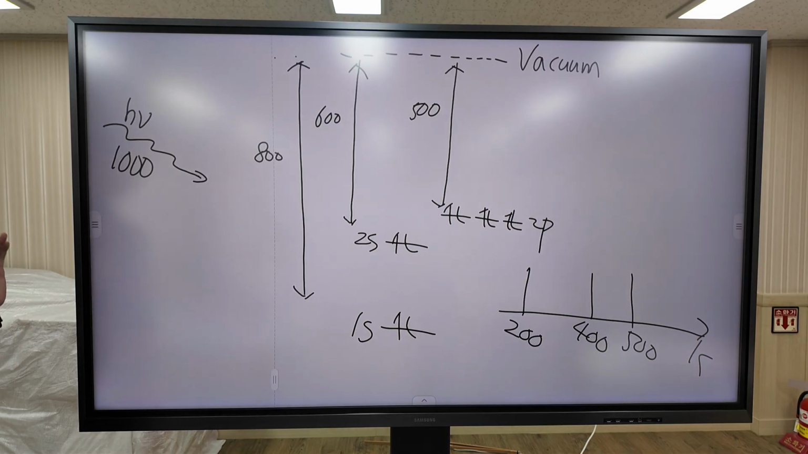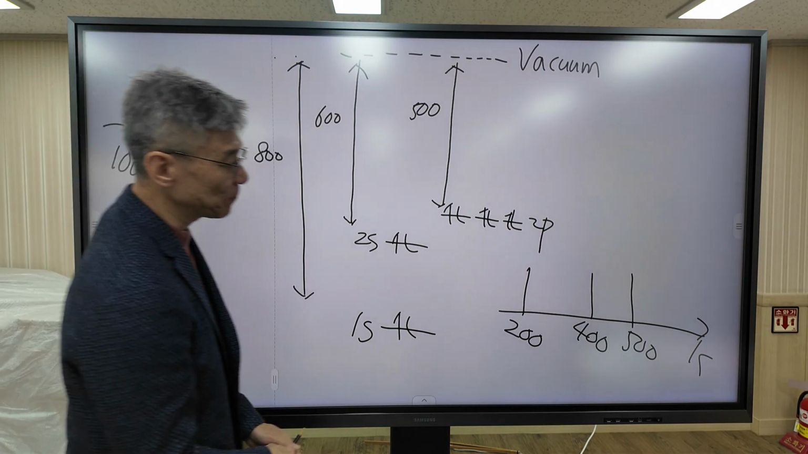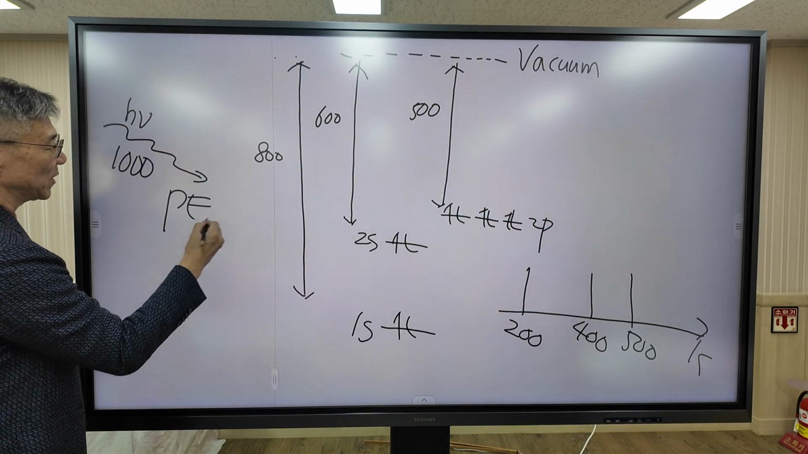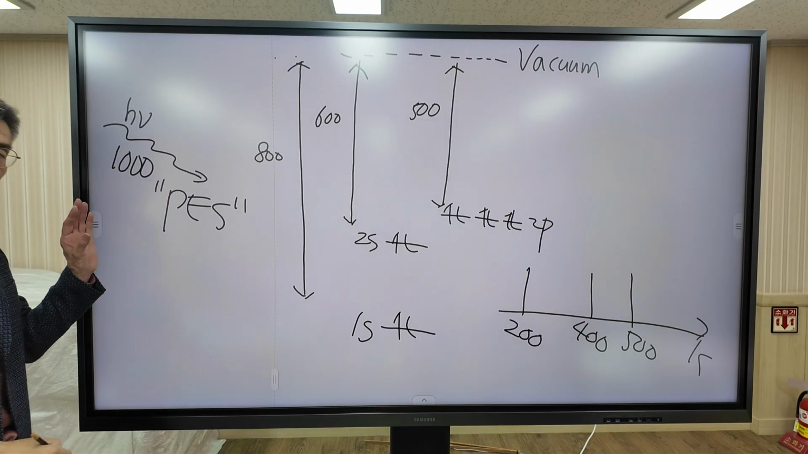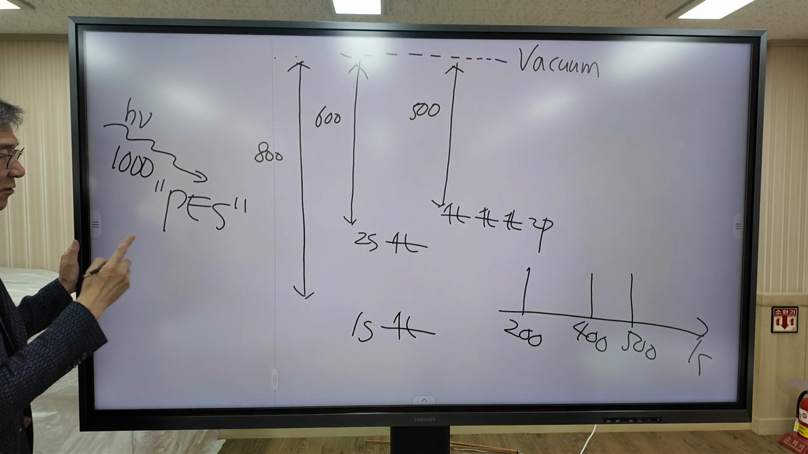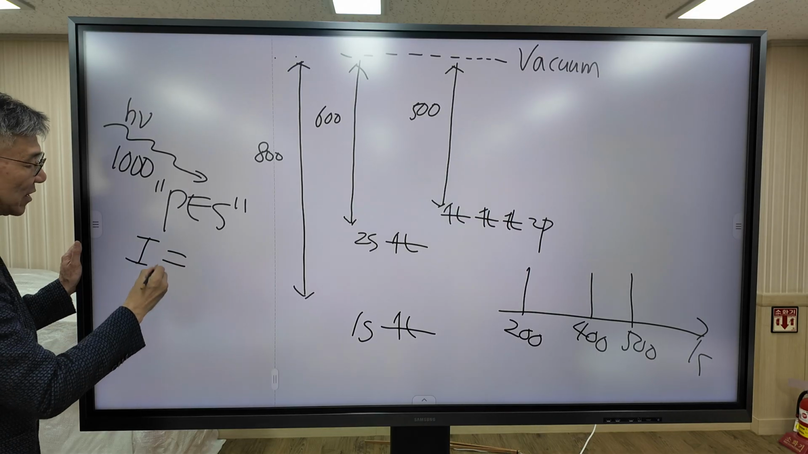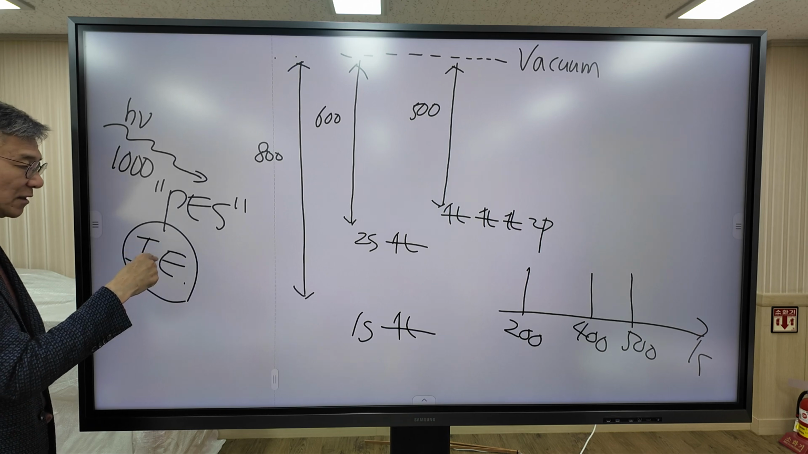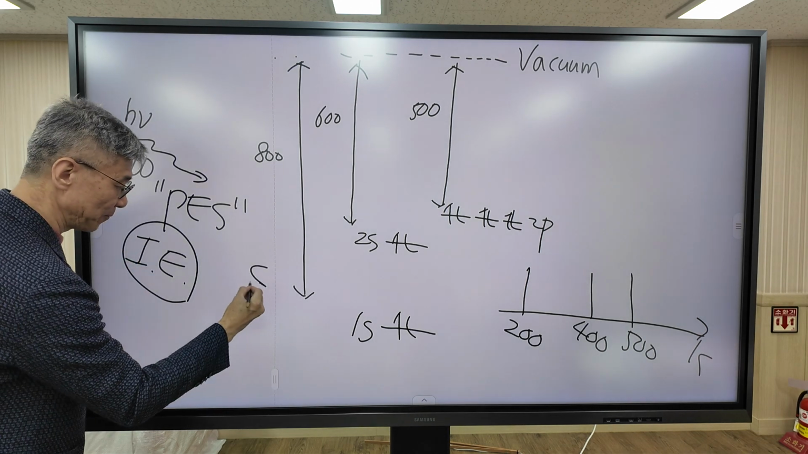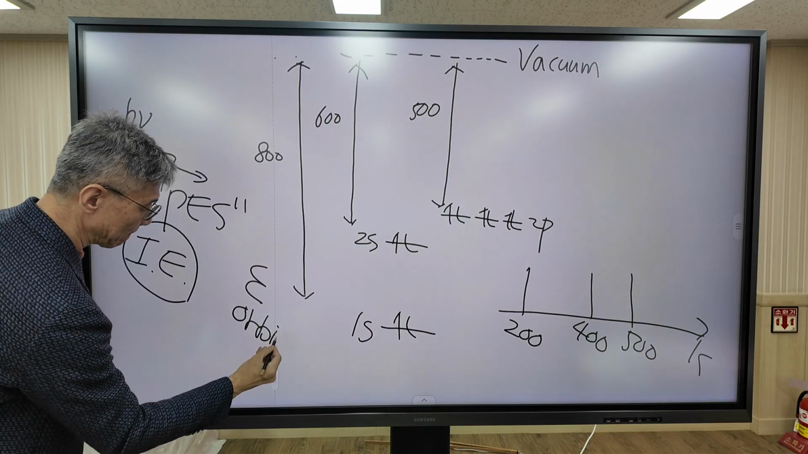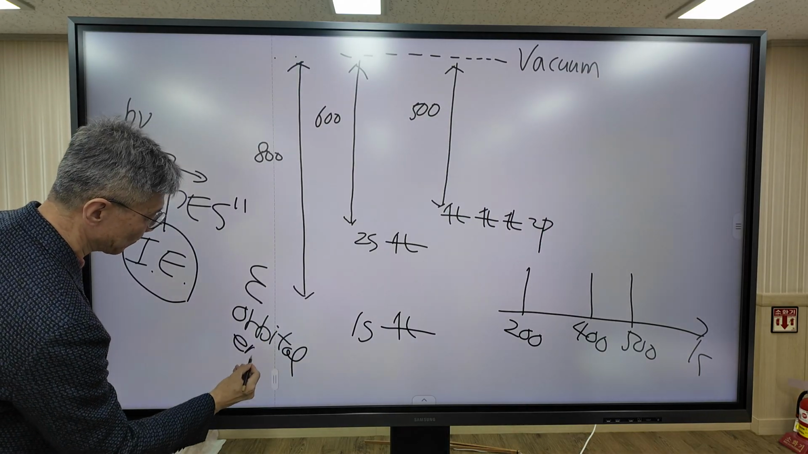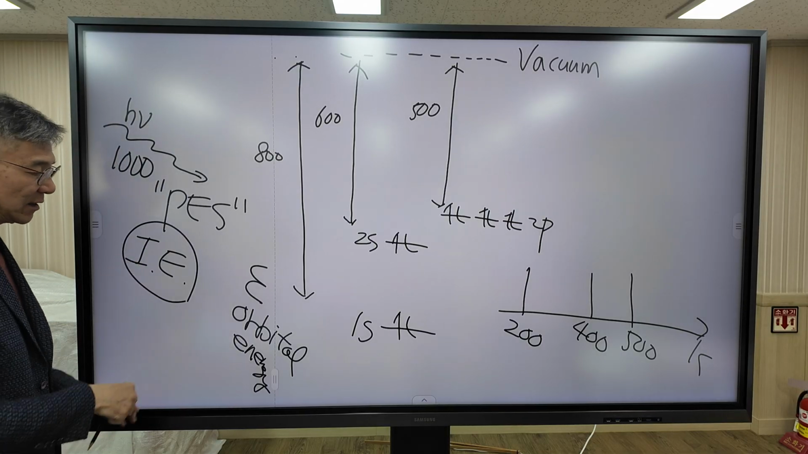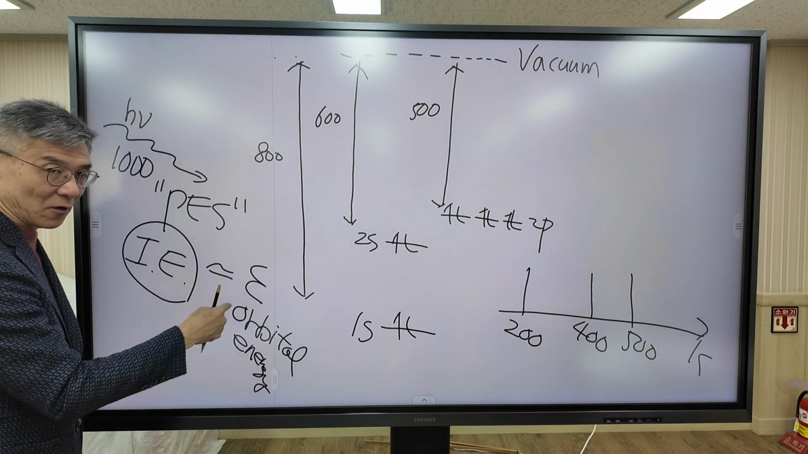But please keep in mind that actually when you perform photoelectron spectroscopy, what you actually measure is not orbital energy. What you actually measure is ionization energy. In photoelectron spectroscopy, you measure the ionization energy, not orbital energy. We simply assume that the ionization energy is approximately equal to orbital energy.